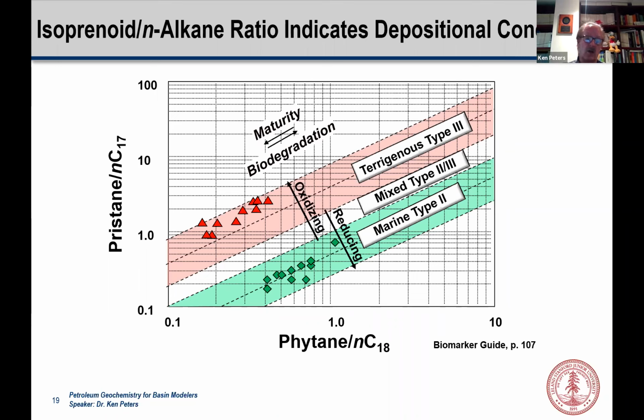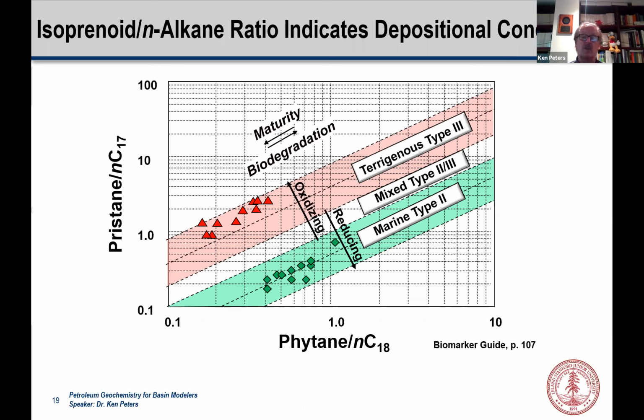Now you can stretch these out a little bit. Oils will stretch out along this trend because of maturity or because of biodegradation. Biodegradation, for example, will move you up this way because the alkane is more readily degraded than the isoprenoid. Those branches are much more difficult for an organism to digest than the straight chain alkane. Likewise, up here you've got another group of oils that are different from these, and you can say these probably came from a terrigenous type 3 source rock, whereas these came from a more marine, reducing, anoxic source rock.